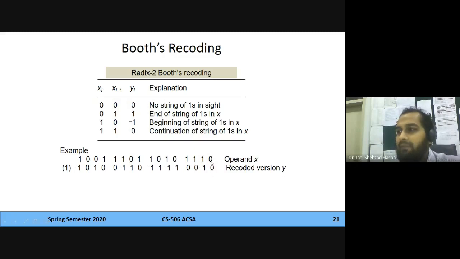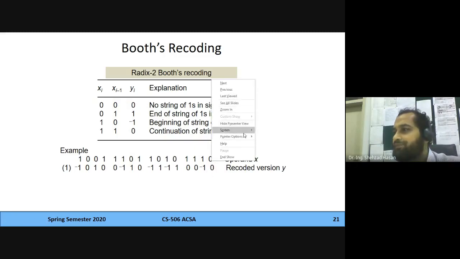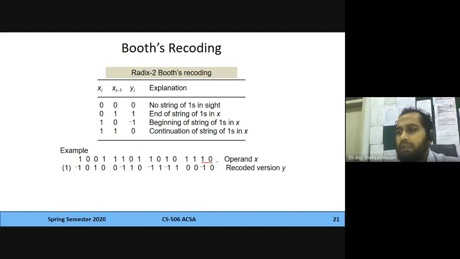The next time we are going to have between 1, 0, right? So the first time we did it for 0 and we considered a 0 over here. The next time we are going to do it for 1, 0, and 1, 0 means minus 1, so we are going to put minus 1. The next time we are going to do it for 1, 1, and that's 0. The next time for 0, 1, and that's 1. Next time we are going to do it for 1, 0, and that's minus 1.